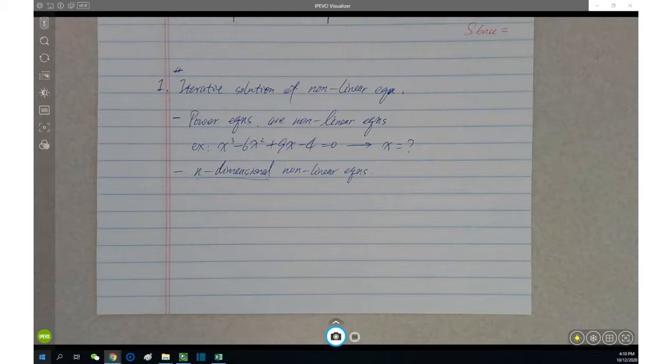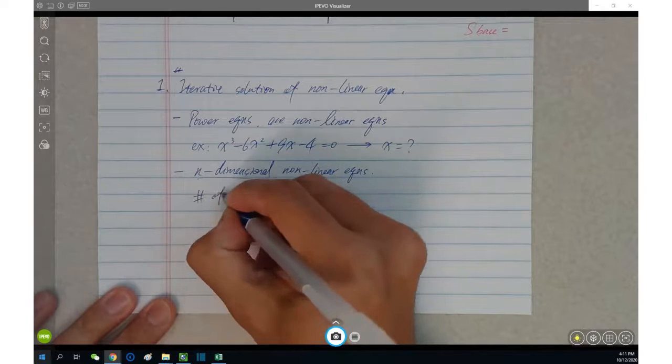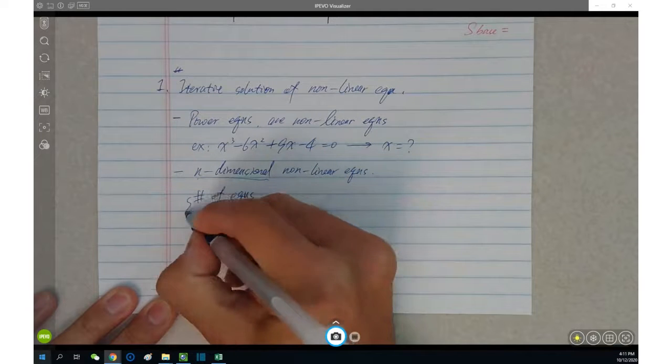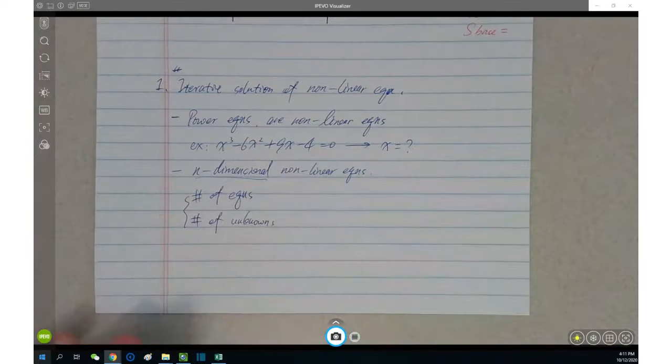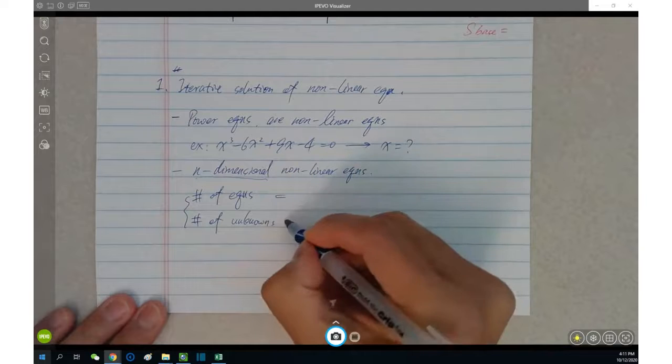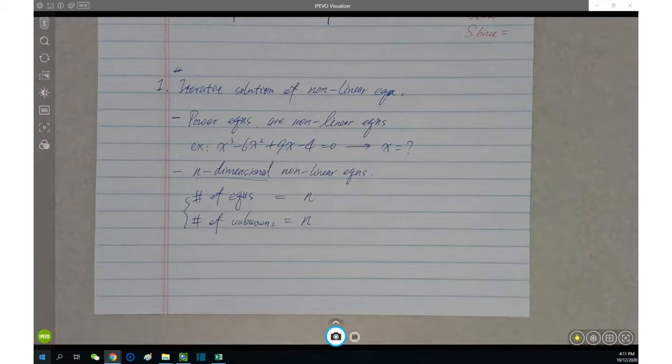You have up to what? N unknowns, right? Up to n unknown variables. However, what you see is what? The number of equations, first of all. And the second is the number of unknowns. Does it make sense? The number of unknowns is n-dimensional. However, to be able to find all of them, what do you need to do? The same number of equations. So what does it mean?